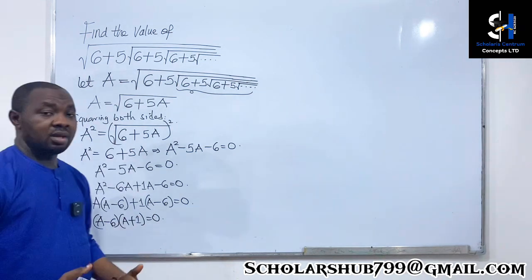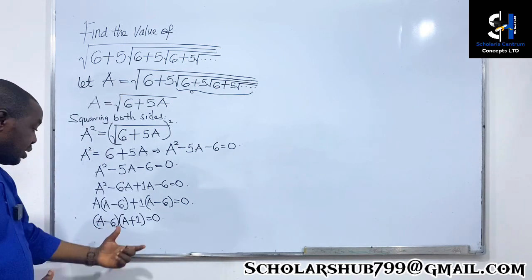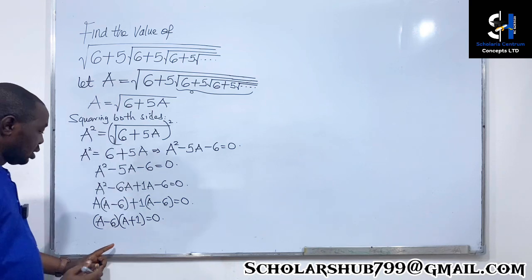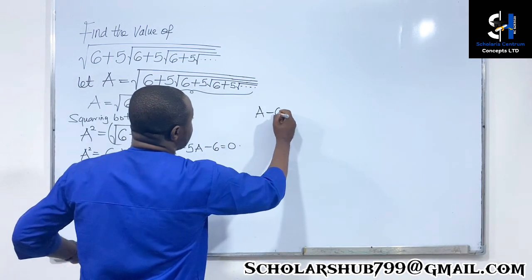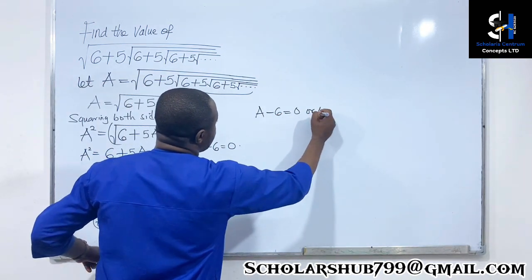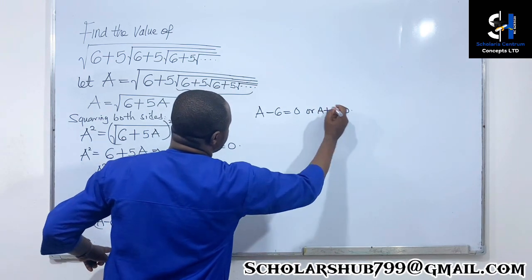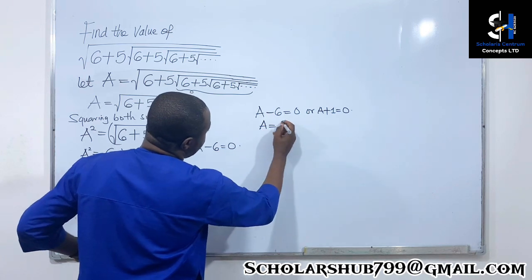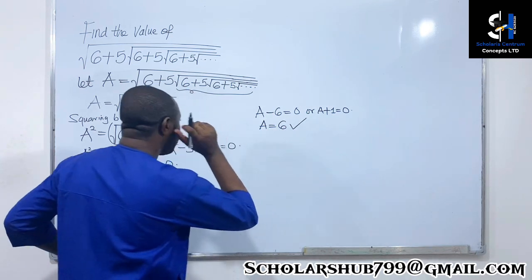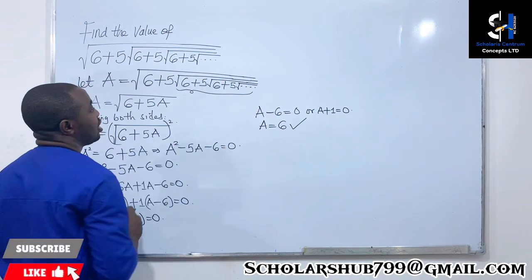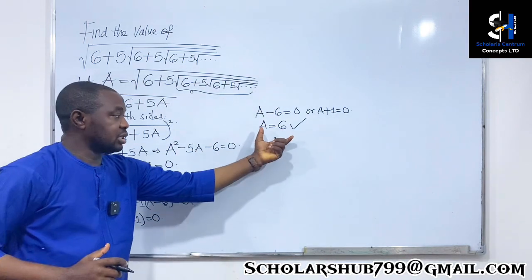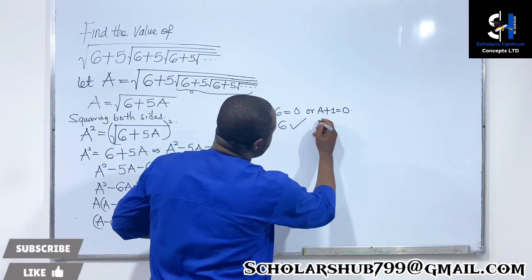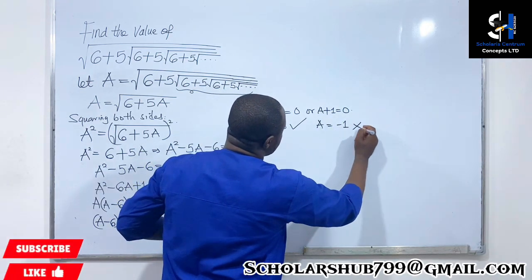So here we have the zero product rule, which means we are going to set each of these equal to 0. The first one, A minus 6 equals 0, and then A plus 1 equals 0. For A minus 6, when we solve for the value of A, the value of A will be 6. This is the answer to the question, because when we solve for A in the other case, A will be equal to minus 1, and this will be rejected.